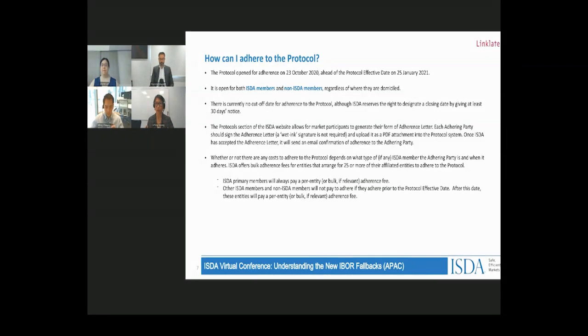In fact, the two documents work very much hand in hand. If you think about it, if you're entering into your IRS trade, you would incorporate your 2006 definitions effective as of the trade date. The ISDA IBOR supplement will be effective on the 25th of January 2021. So for trades entered into on or after the 25th of January 2021, they would incorporate your ISDA IBOR fallbacks supplement. All those trades going forward don't need to be amended. They would just incorporate the supplement.